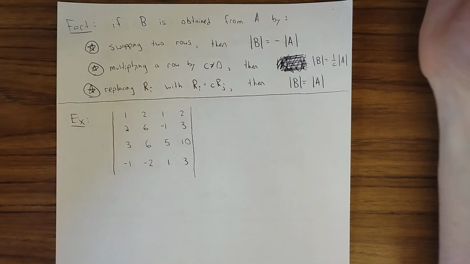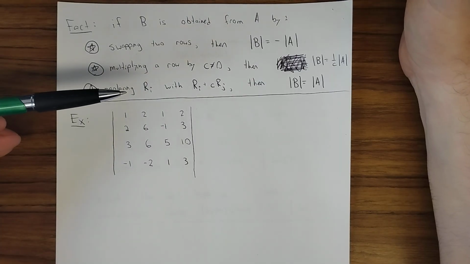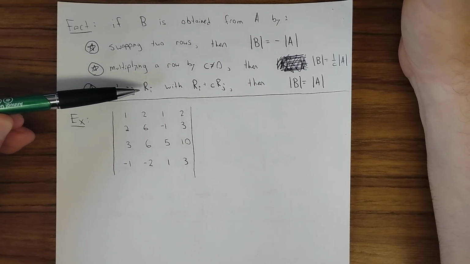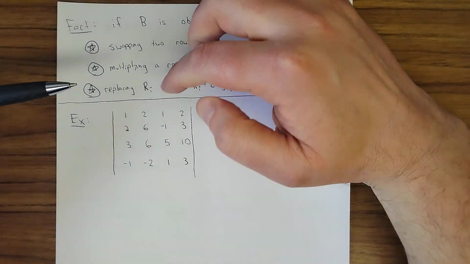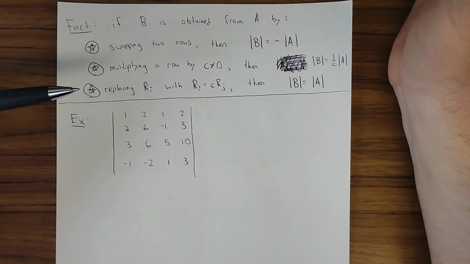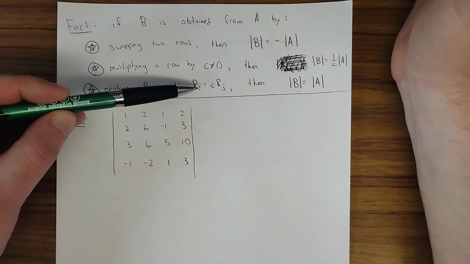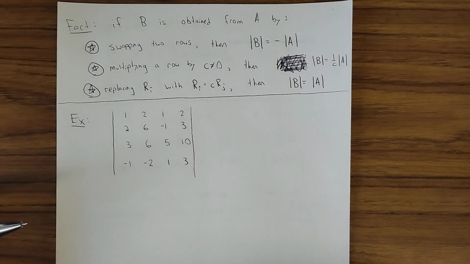And the last one, this is something we often do. We often add a multiple of row J to row I, and then we write the result where the old row I was. In other words, we replace row I with row I plus C times row J. Then that actually has no effect whatsoever on the determinant. The resulting matrix B has the exact same determinant.